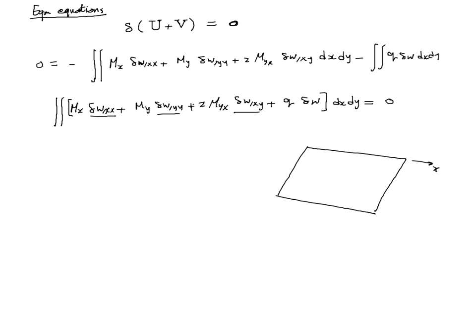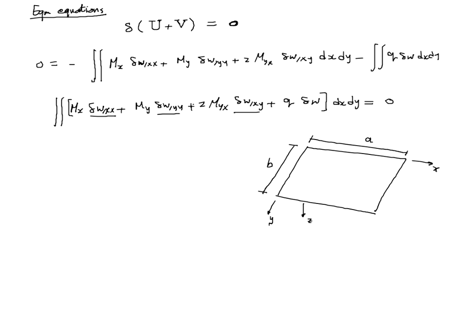This is x, this is y, z, and the extent of the plate along x is a, and the extent of the plate along y is b. We will integrate by parts twice, and from that derive the equilibrium conditions and the boundary conditions.